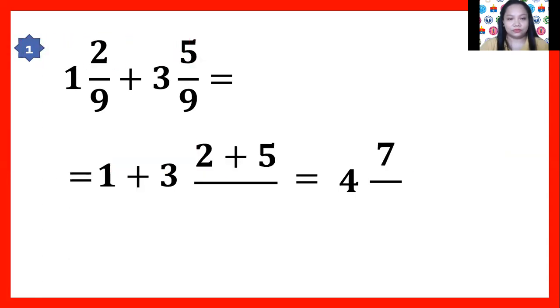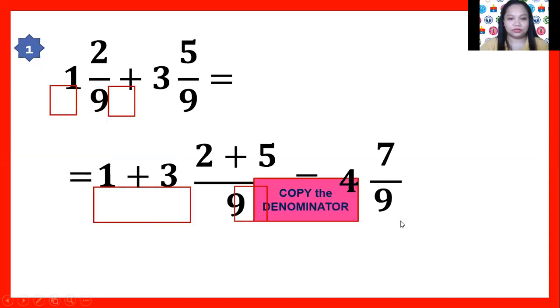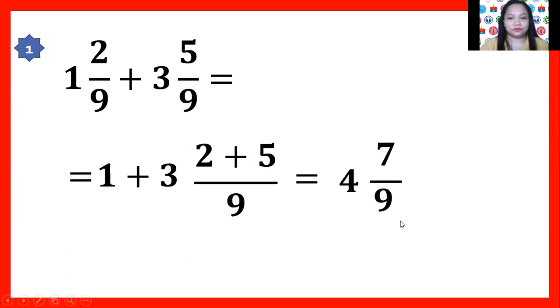Next, you have to copy the denominator. So the denominator 9 will be put on the denominator. Therefore, our answer is 4 and 7/9. And for the last step, simplify if necessary. Take a look at our answer, 4 and 7/9. Since 4 and 7/9 is already in its simplest form, there is no need to simplify further. Let us now continue to our second example.